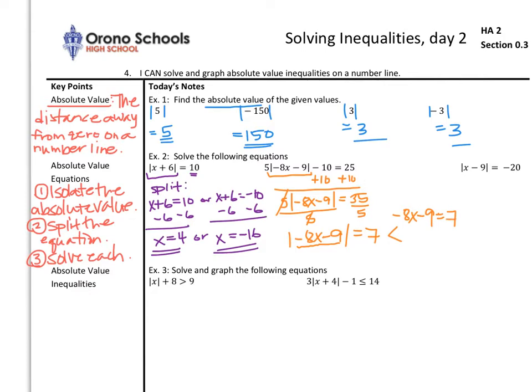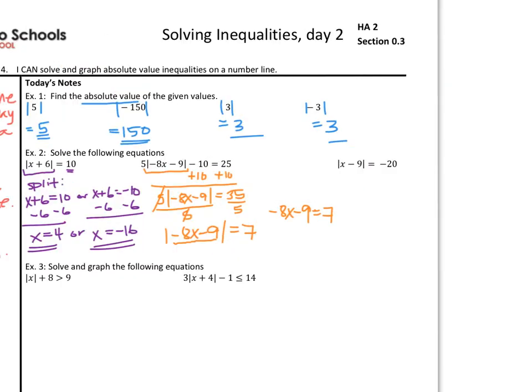or, and I'm going to pause this for a second. There we go. I quickly ran out of room on that one. All right, back to the equation. Negative x minus 9 equals 7, or negative x minus 9 is equal to negative 7. And we would solve both of these.